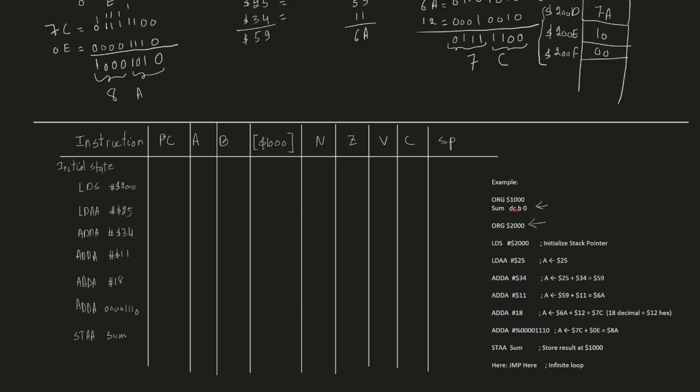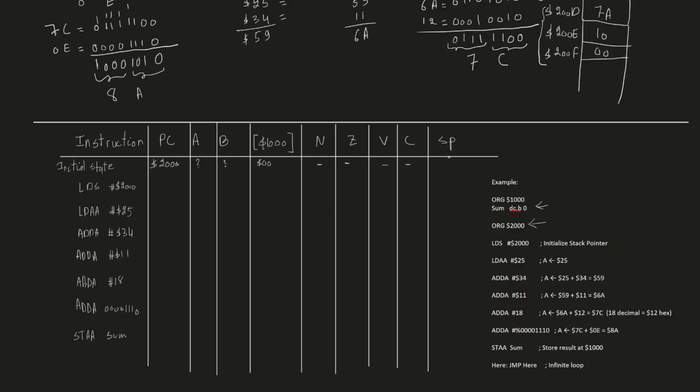So the program counter always points to the next instruction to be executed. So in the initial state, the program counter is pointing to 2000, which is this instruction here. So the program counter will be 2000 initially, or pointing to memory address 2000. We don't know the content of accumulator A, we don't know the content of accumulator B. The content at 1000, we initialize it to 0. So this will be 0. Then we can write it 00 in hex. The flags, we don't know the status of the flags, so I'm just going to put unknown.